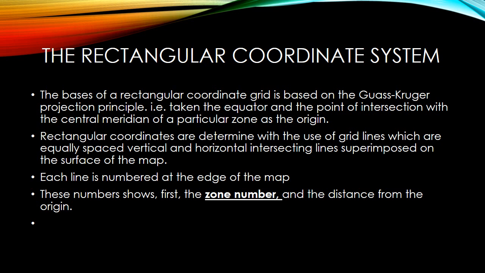Now, in these numbers, the first digit shows the zone number, the particular zone that line falls in, and then we have the distance from the particular meridian of the zone. So we have the zone number and the distance from the meridian.